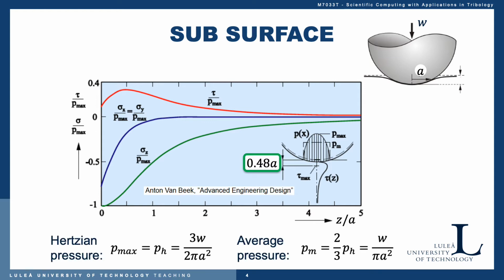In connection to this, if the parabolically shaped half space is pressed against the other one under the load W, then the maximum pressure will be the Hertzian pressure, and it will be given by the expression we see here to the left. And we can also compute the average pressure in a similar way.